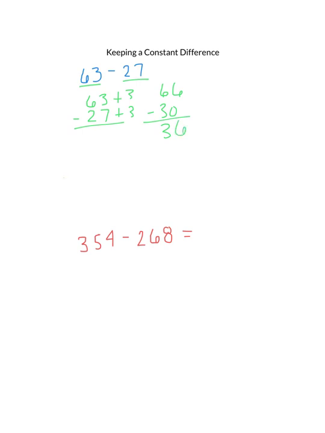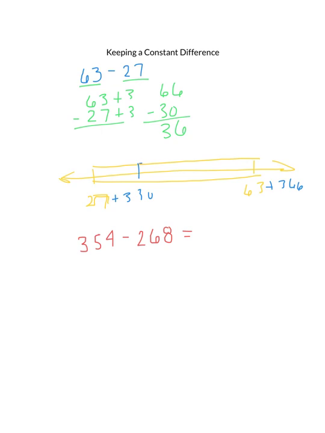If we think about how that looks, let's put that on a number line for a second to bring it to life. So we have our 27 on a number line. It's supposed to be a 7, sorry. We have our 63. We have the difference between these two numbers. Well, that difference is going to stay constant. So if we add 3 here, that's going to make that into 30. If we add 3 here, that's going to make that into 66.